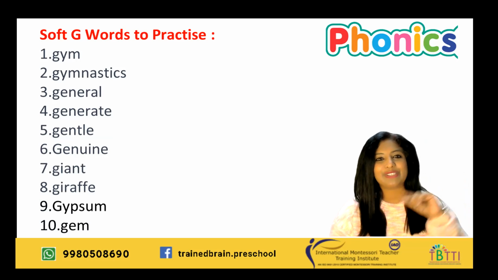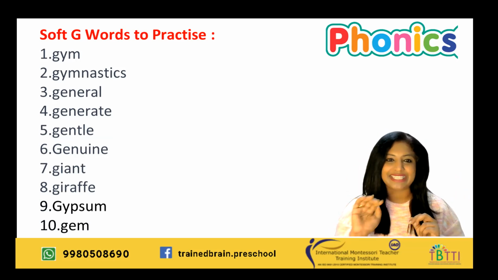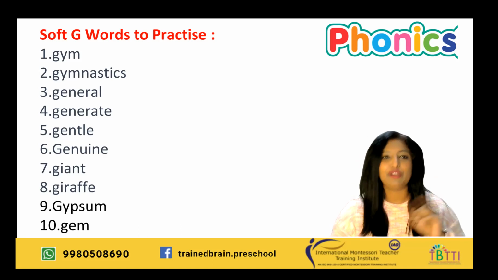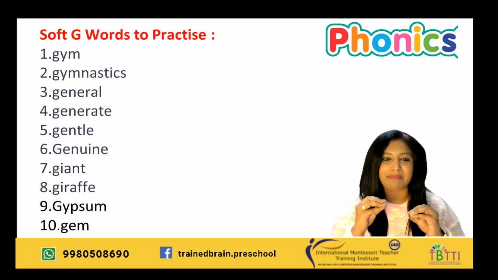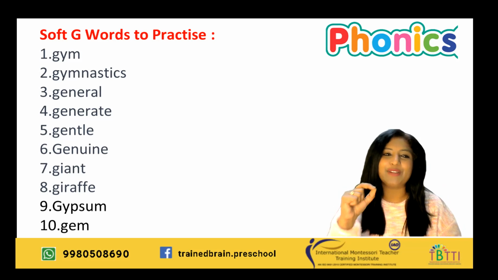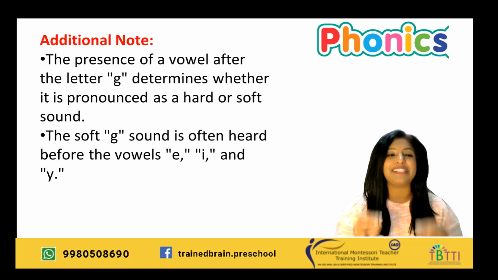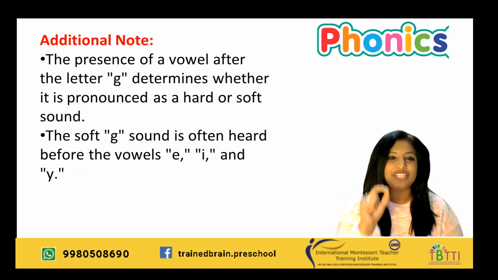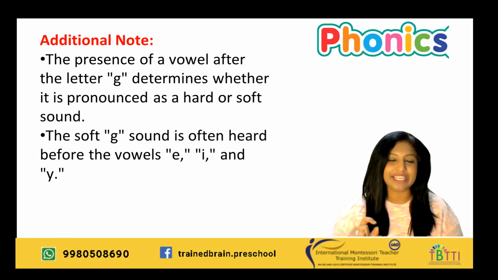We also saw the soft C and the hard C. Hard C makes the sound K and the soft C makes the sound S, but the vowel combinations are the same. So you can do both of these one after the other so that the child remembers the vowel combinations for producing the soft and the hard sounds. Thereby, we understood that the vowel after the letter G determines whether it is pronounced as a hard or a soft sound. The soft G sound is often heard before the vowels E, I, and Y.